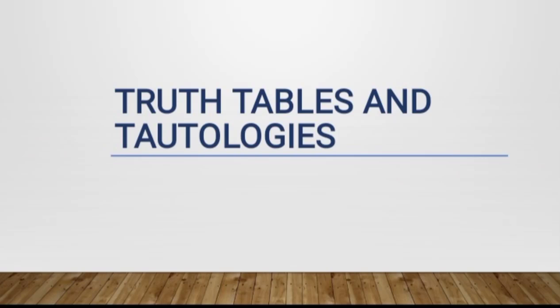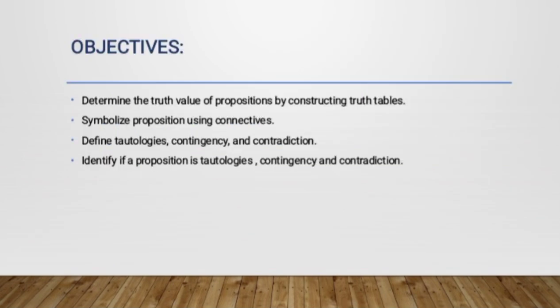Today we will discuss truth tables and tautologies. Here are the objectives. Today we are going to determine the truth value of propositions by constructing truth tables, symbolize propositions using connectives, define tautologies, contingency, and contradiction, and identify if a proposition is a tautology, contingency, or contradiction.